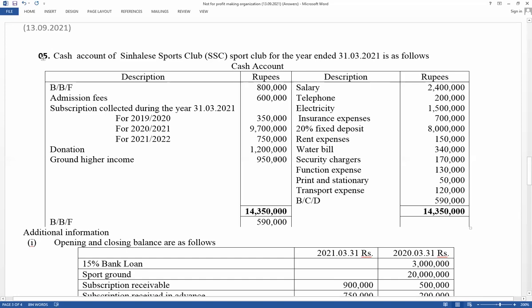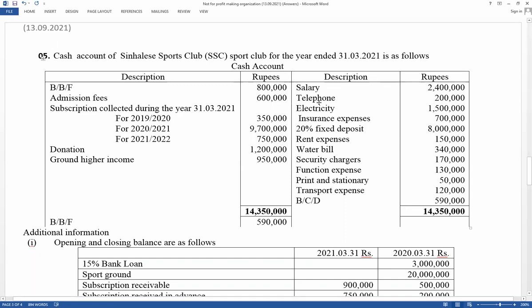All the income should be included in income statement. Think how to calculate profit and loss of the not for profit making organization. Admission fees income, donation income, and subscription, for which you have to prepare ledger accounts, and ground hire income also. And opening cash balance, that is the opening assets. Opening assets and opening liability should be included in accumulated fund calculation.